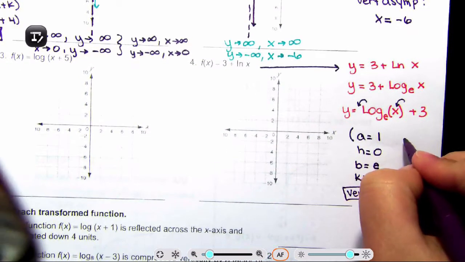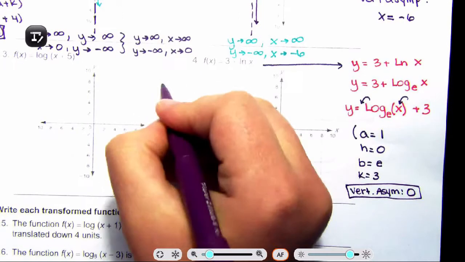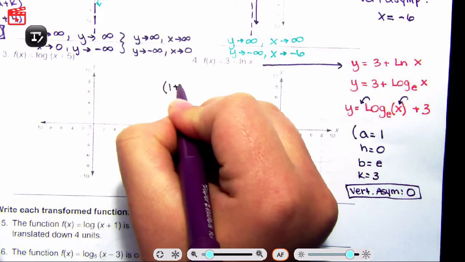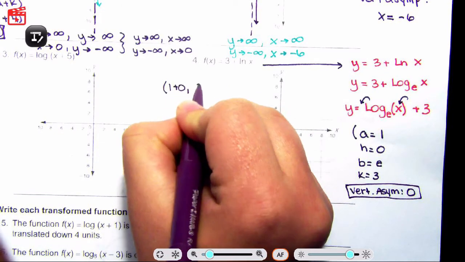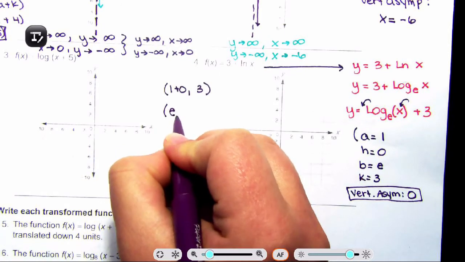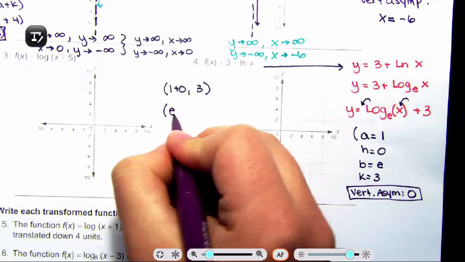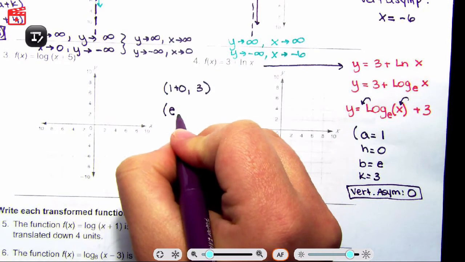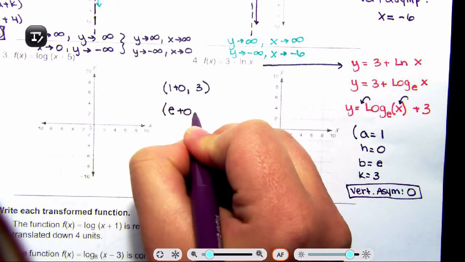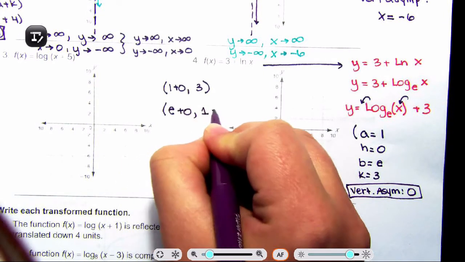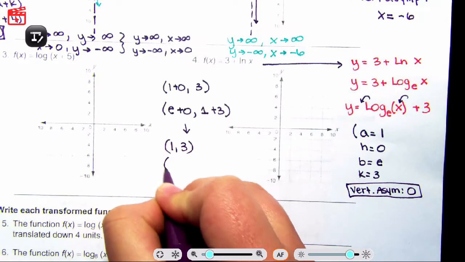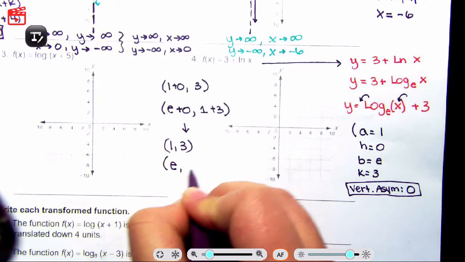And then let's use our reference point. So I'm going to write our reference point here since I'm running out of room over there. Reference point 1 is 1 plus h, which is 0, and k is 3. Secondary reference point is b, which is our e value. Again, e is irrational. It continues forever and ever. It is not a variable. And we have b plus h, which is 0, comma, a, which is 1, plus k, which is 3. So we have 1, comma, 3 as our first reference point. Second reference point is e, comma, 4.